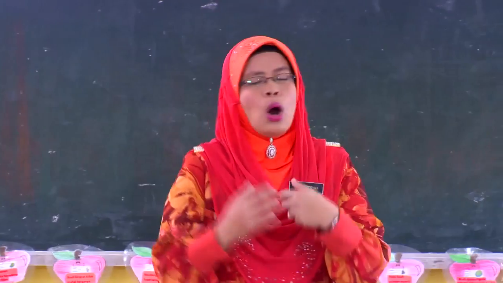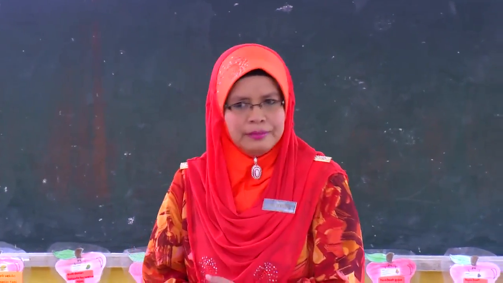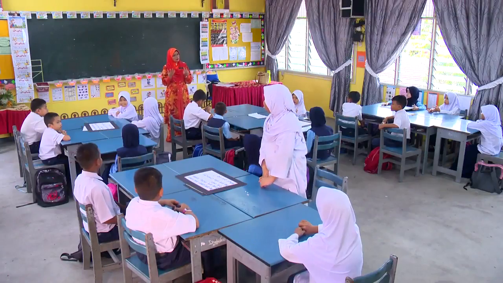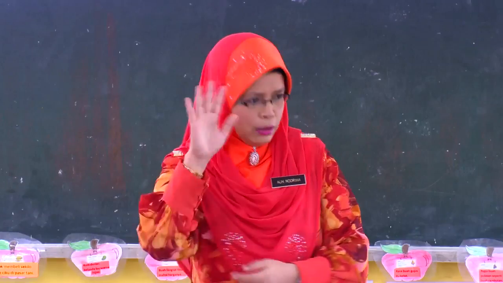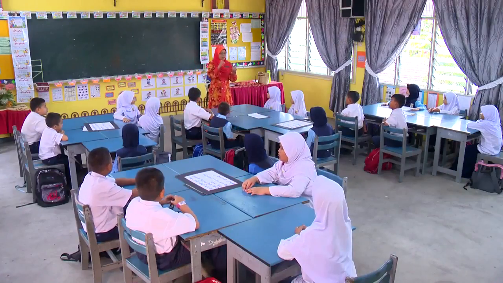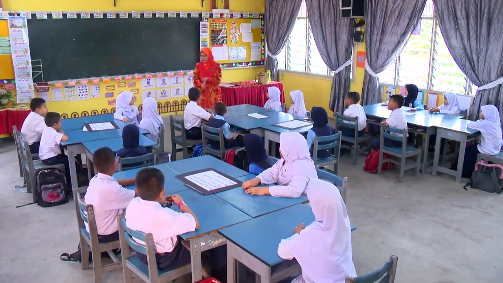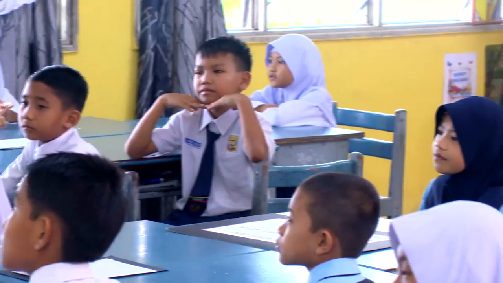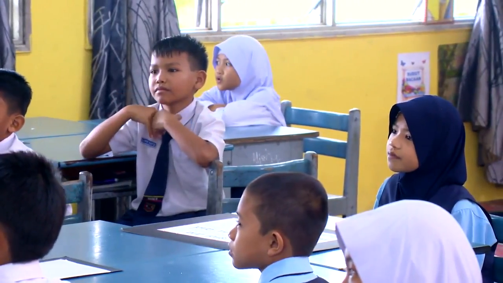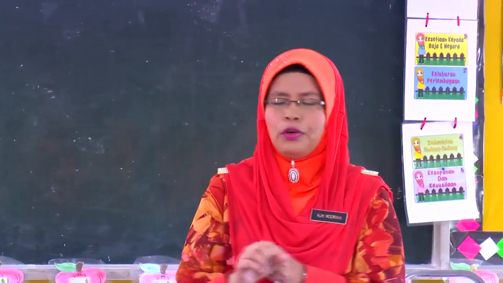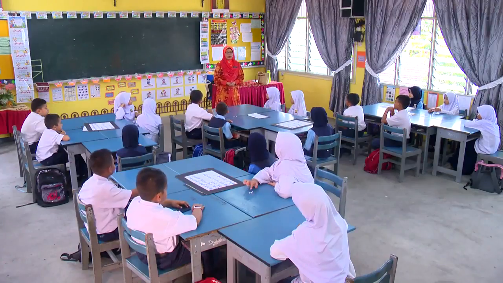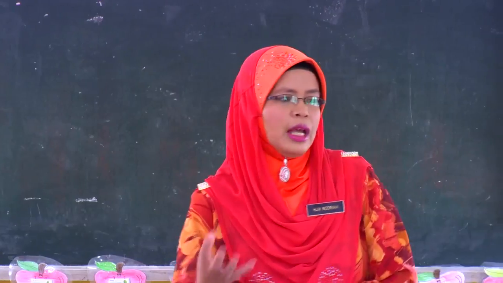Okay, class. Who can tell me why fruit is good for our body? Vitamin C, teacher. Okay, the fruit gives us vitamin C. Good. Thank you, Amna. The fruit contains vitamins and minerals, and there are two types of minerals. Calcium, good for your bone, and iron, good for your blood cells. And one more, vitamin C. You need to eat vitamin C every day. Who can tell me how much fruit you eat every day?